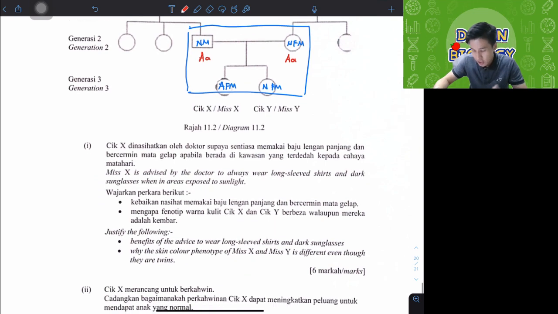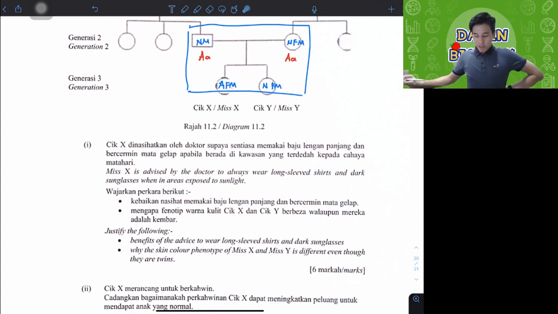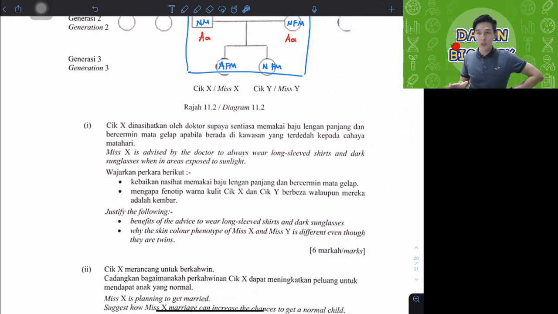Then the question didn't ask us to draw anything here. They just ask about the benefits of the advice to wear long sleeve shirts and dark sunglasses. So if you're albino, you don't have something called melanin. Melanin gives your skin pigment color. Why do our skin have different tones, different people have different skin colors? Because of melanin. The more melanin you have, the darker your skin. And more melanin protects your skin against sunburn. So people who have albinism have 0 melanin, therefore they have 0 skin color, so their whole body is white.